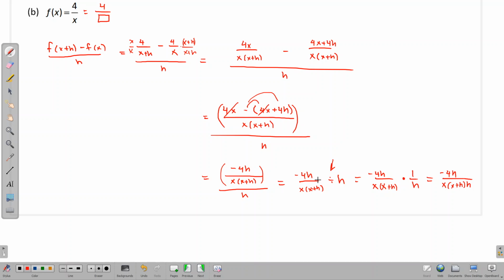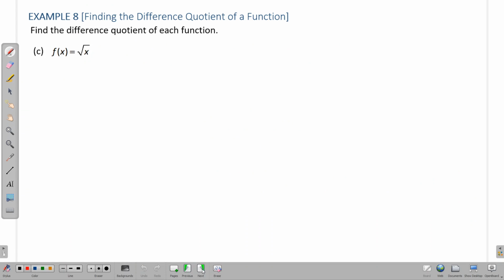The more you do these, you don't have to show all of this. You should be able to just look at it and see, oh, that h is going to end up here because we're going to change this to multiply, and then it's going to be the reciprocal. And then you can see those h's cancel. So you get negative 4 over x times x plus h. And that is your difference quotient for this. So it started off a little easier, cleaner at the beginning, but it did get kind of messy in here. Okay, one more of these.